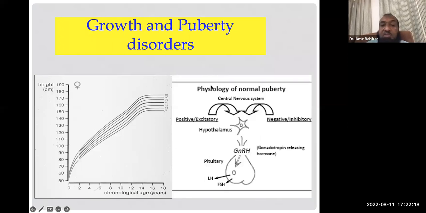Now you can see the growth chart on this side, and then you see the axis here. As I mentioned, starting from even higher than the hypothalamus, there is central nervous system control, and there are some positive or excitatory and negative and inhibitory stimuli to the hypothalamus. Then this is reflected on the anterior pituitary, which sends messages to other glands.